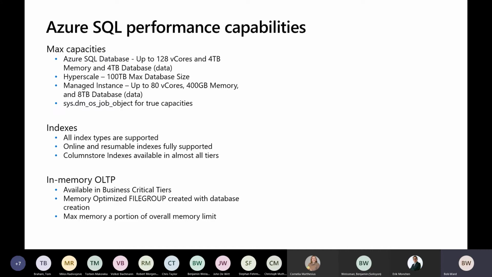And you should know that there are different options for you across managed instance and database. But here are some of the maximum capacities. If you thought we didn't have maximum capacities, look at the fact that an Azure SQL Database can be deployed in an option with 128 vCores and 4 terabytes of memory, or a Hyperscale option can support 100 terabytes or more of database size, or even a managed instance up to 80 vCores.